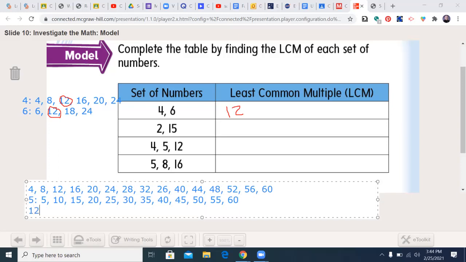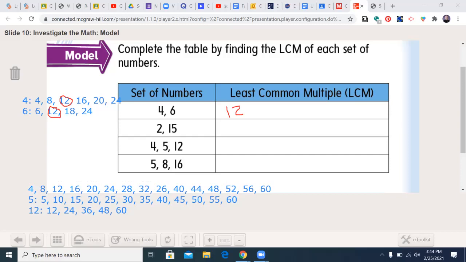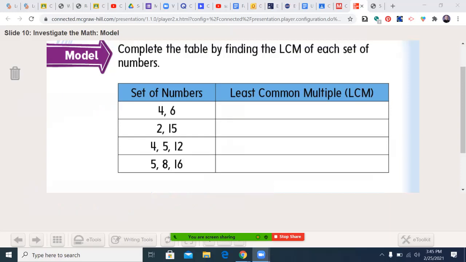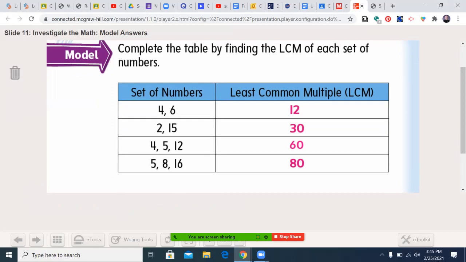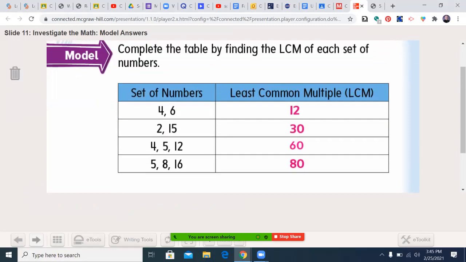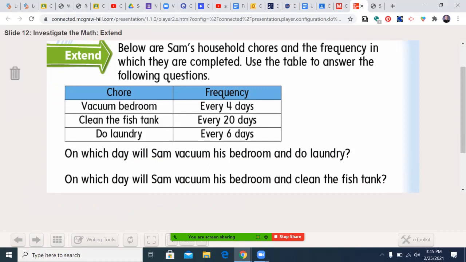Let's go with 12. And this is where it gets more challenging. 12 is going to be 12, 24, 36, 48, 60. My least common multiple is a big number: 60 in each list. It's the smallest number that is in each list. That is how we find the least common multiple. I'm going to clear all the drawings here. You see our answers getting big quick.